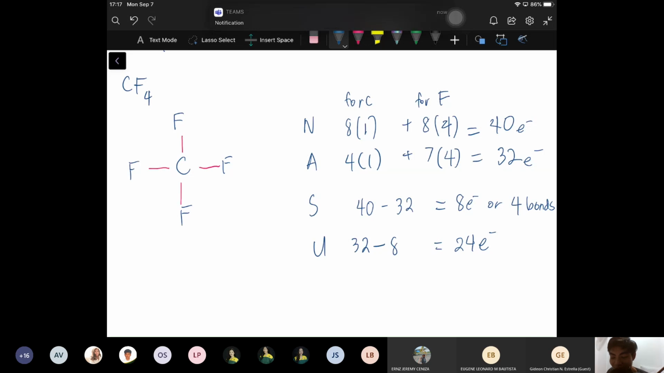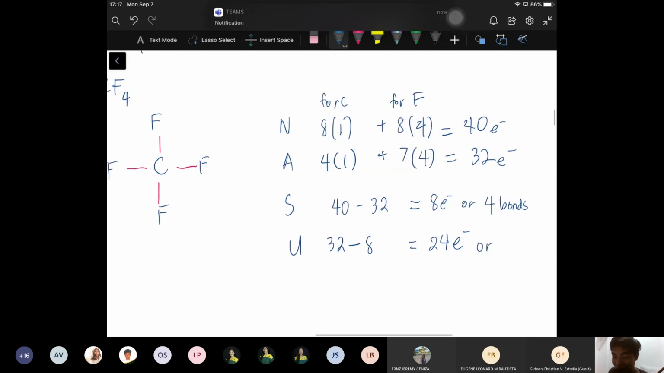Kanina ko pa ito sinasagot pero napapaisip pa rin ako, ano ba yung difference nila? And hindi ako ganun ka-Asian para dito.